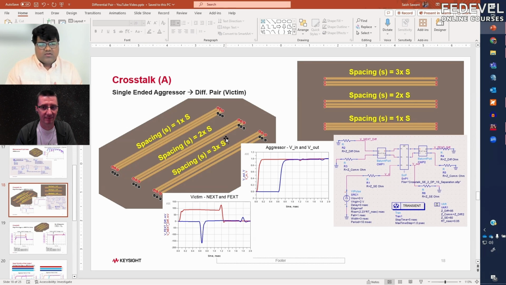So many times when we implement these routings, we sometimes have differential signals next to a single-ended signal. Here I have an example where you have a differential pair and an aggressor with a spacing of one S. The other one was 2 times this spacing, and the third case is 3 times the spacing. Okay, and S is the space between the differential pairs. Yes, indeed.